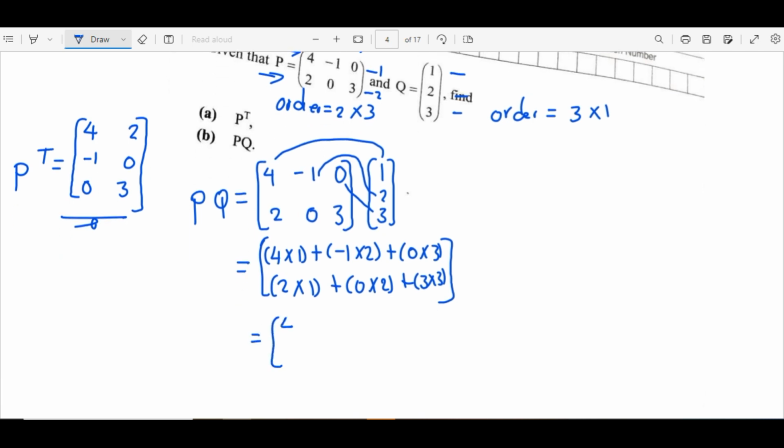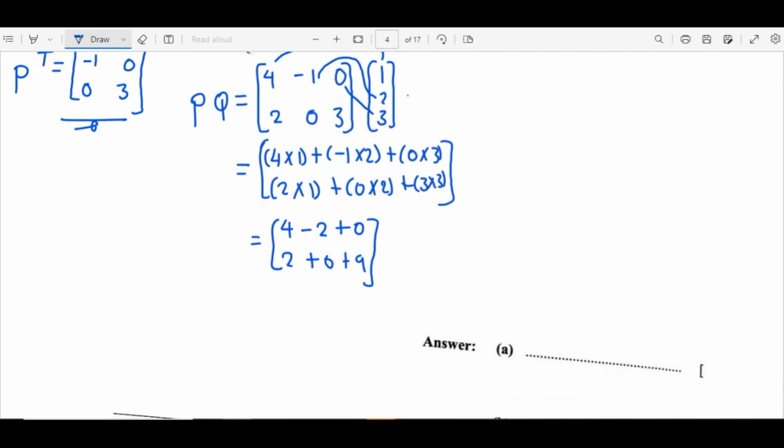Four times 1 is 4, negative 2, plus 0. 2 times 1 is 2, plus 0, plus 9, which is our final answer. 4 minus 2 is 2, plus 0 is 2. 2 plus 0 is 2, plus 9 is 11. So I'm getting 11 as my final answer.